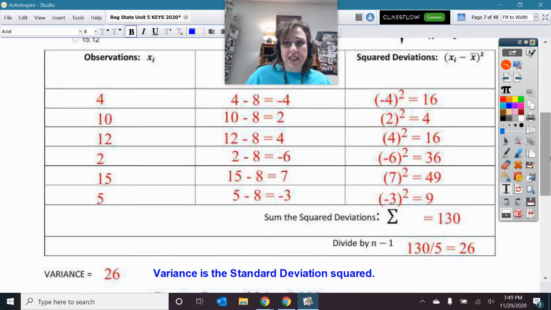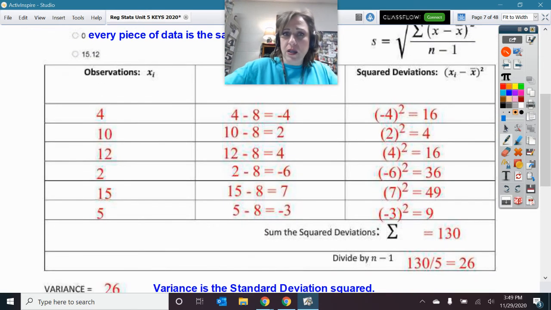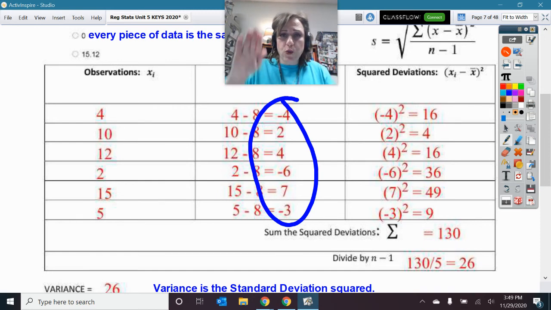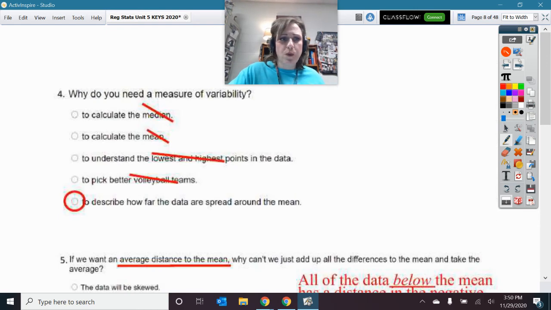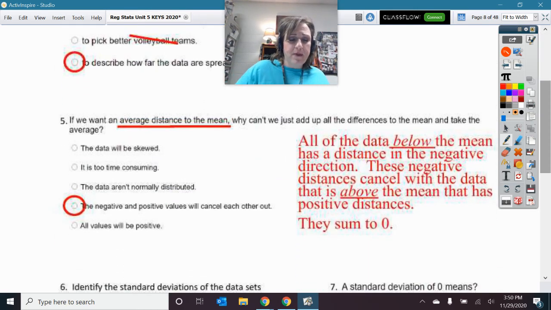We cannot just sum up this little section right here because these numbers would sum to 0. And you can't take an average of 0. 0 divided by 5 or whatever would be 0. And that average distance from the mean isn't 0. That's why we had to square it, okay? So that we had positive data, and so the negative and positive would not cancel each other out.